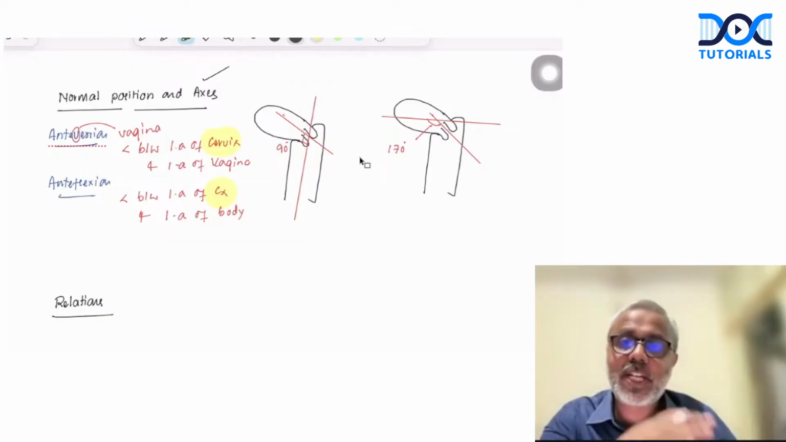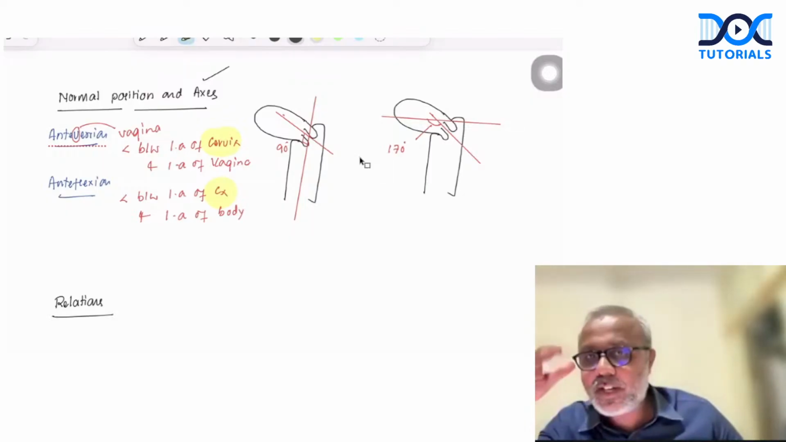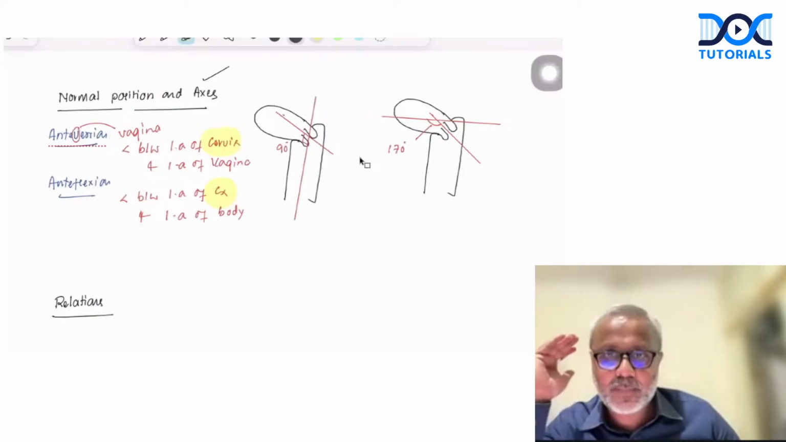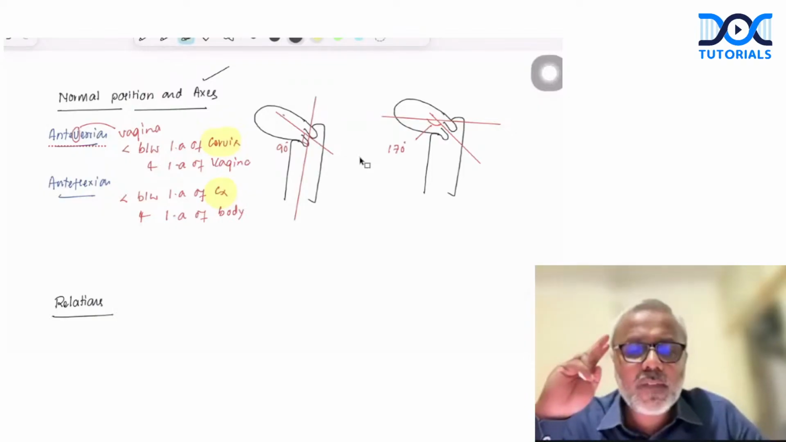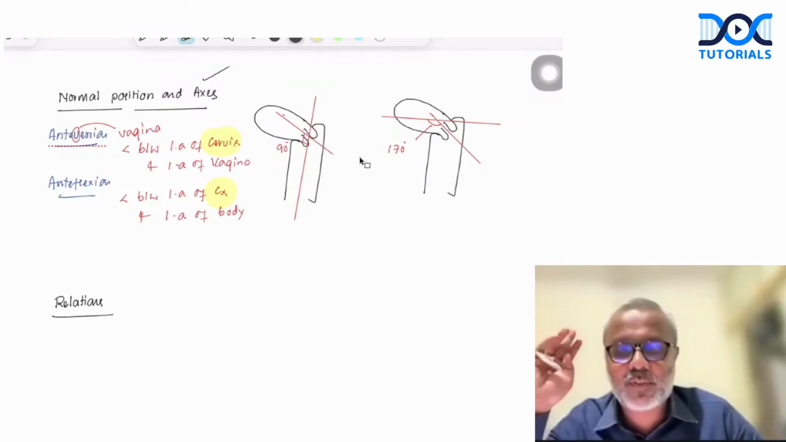In anteversion, remember it as V for vagina, version for vagina, right? So between cervix and vagina, anteversion. Between cervix and body, anteflexion. These two are very important. Even this could be asked as a 3-marker question or a reasoning type of question.